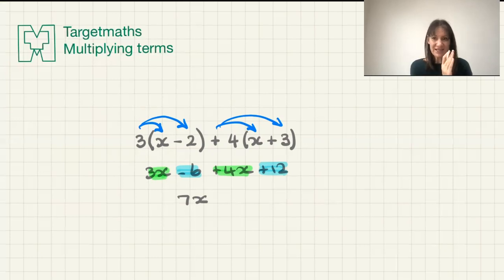If I'm at negative 6 and I go up the number line 12 places, I will be at positive 6. So I'm going to write down plus 6, and that's the answer.